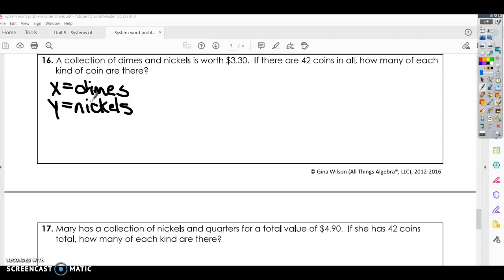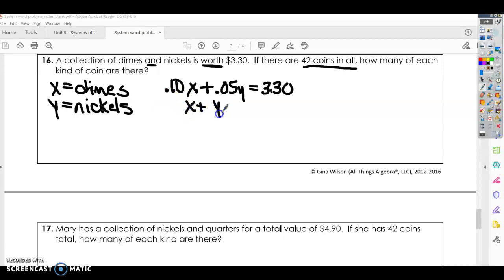Alright, so a collection of dimes and nickels is worth, okay, worth tells us we're talking about the amount of money. So we know that a dime is worth 10 cents, so we're going to have 10 cents times X, and our nickels are 5 cents each, so 5 cents times Y is $3.30. If there are 42 coins in all, that means we have dimes and nickels together for a total of 42. How many of each kind is there?